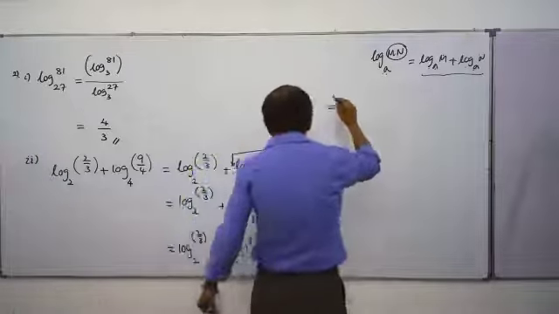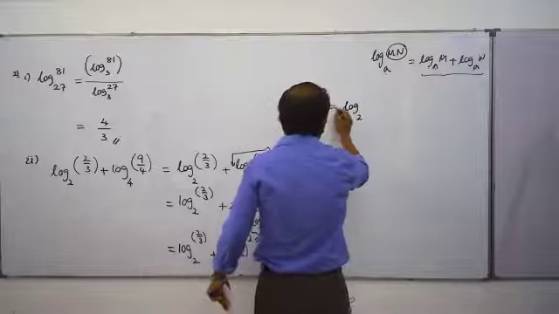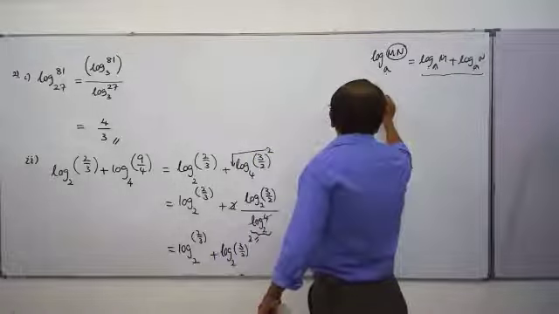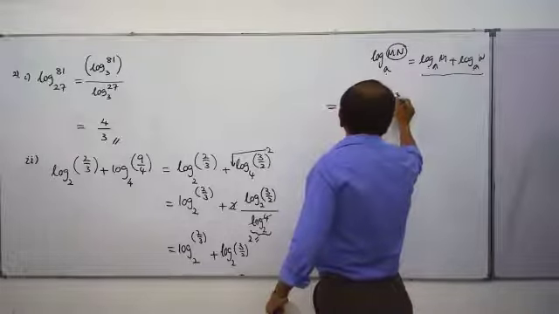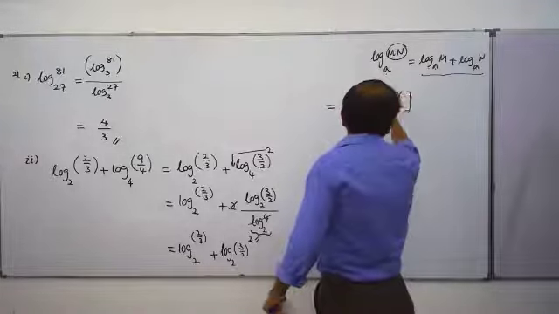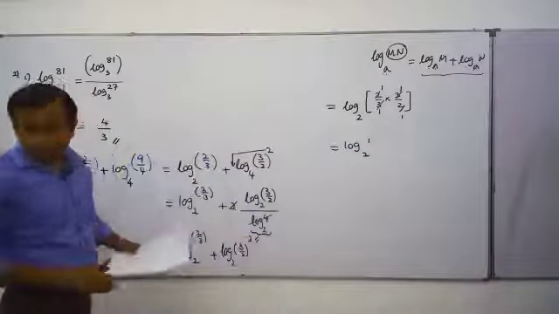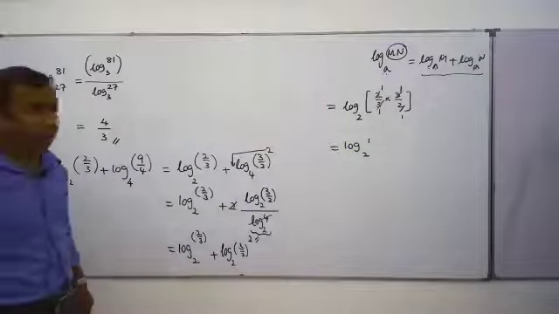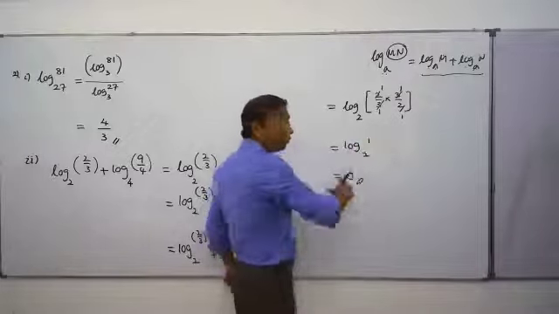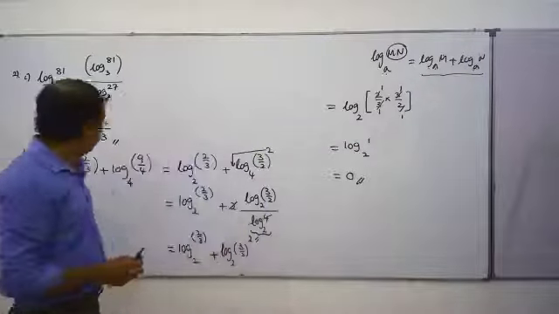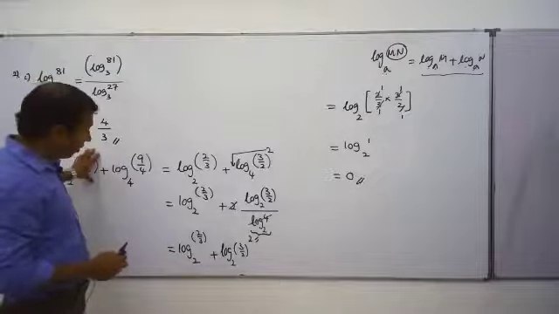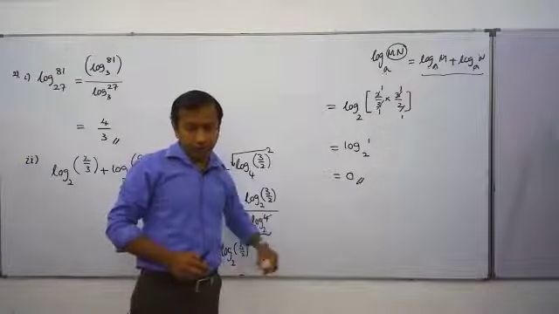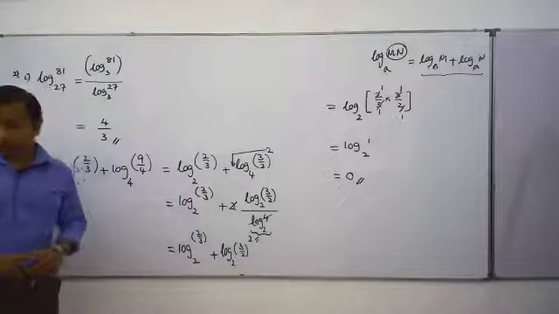Then there you get logarithm to the base 2 of 2/3 multiplied by 3 by 2. This you can cancel down within the bracket. We get 1. Then we get log 1 to the base 2. Because you know logarithm of 1 to any base is 0. So therefore, the answer, the left hand side, is equal to 0, right? This is how we get that answer.